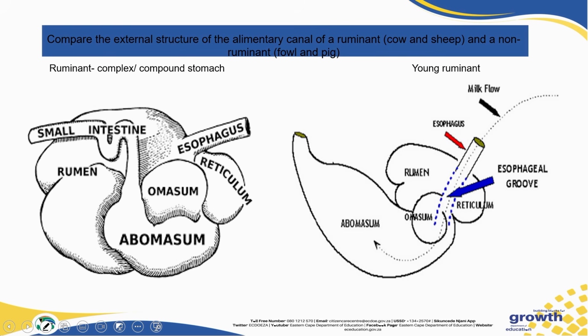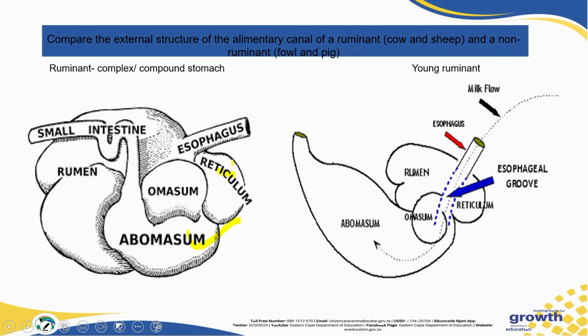The first 3 stomachs are regarded as the fore stomachs, not as in 1, 2, 3, 4, because they are before the true stomach, which is the abomasum. So the rumen, the reticulum, and the omasum are said to be the fore stomachs. Ne?